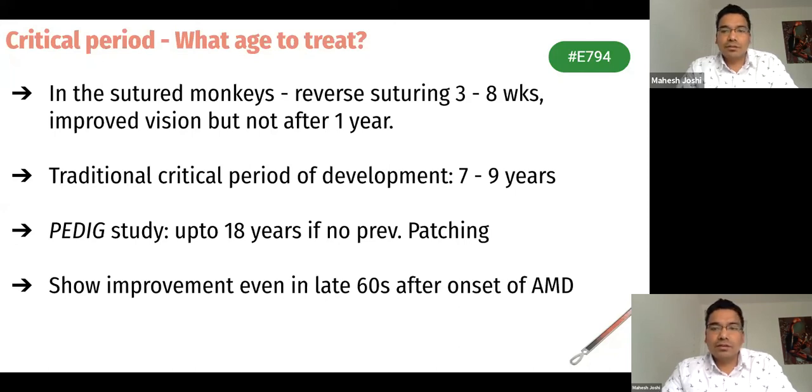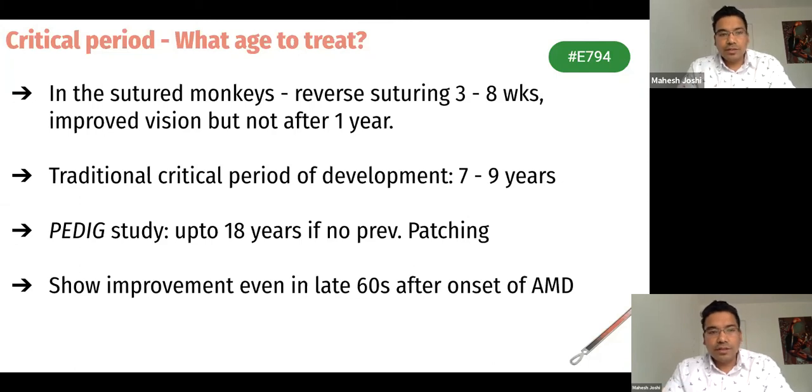Then after 3 to 8 weeks, they sutured the left eye and provided more stimulation to the right eye. So what they found was when you do reverse suturing, the visual acuity or visual function in the previously deprived eye improves if you do the reverse suturing up to 3 to 8 weeks and slightly beyond. But if you reverse suture after 1 year, they didn't find any kind of improvement in the previously visually deprived eye, right?